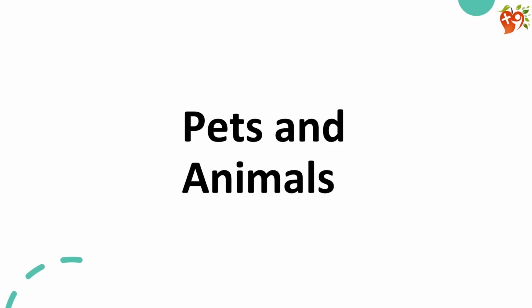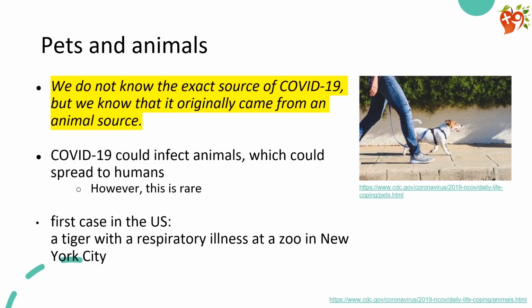What should you do with your pets and animals? Though it is rare, some coronaviruses can infect animals, which could transmit the virus to humans. This is what is believed to have initially caused the COVID-19 outbreak, the first infection having been linked to a live animal market in China.